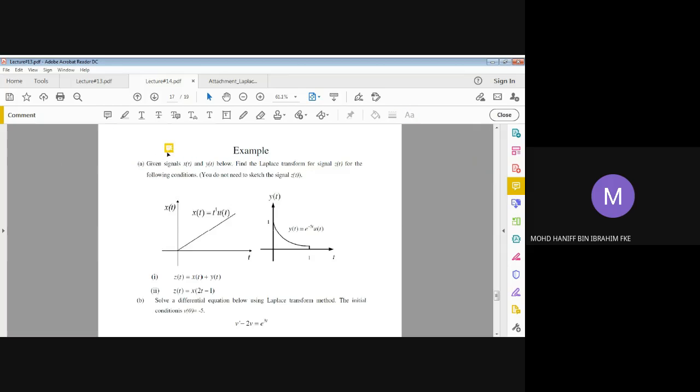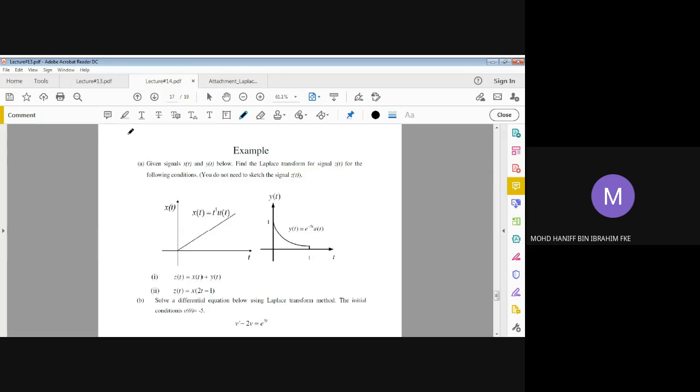Okay, so for part B of the questions, we need to solve a differential equation using the Laplace transform method, in which we are given that the initial condition v(0) is negative 5. We are given the equation v prime minus 2v equals exponential of 3t. We need to find what should be v(t). Let us proceed with the solution of this example.